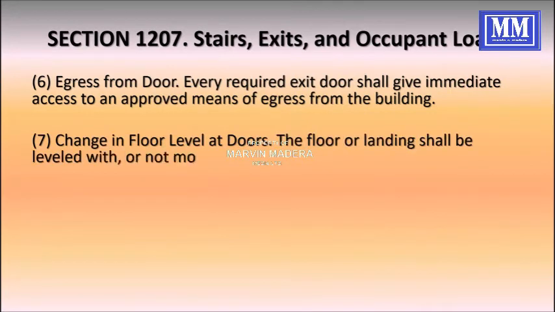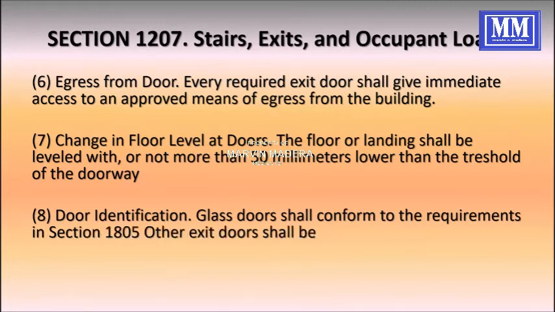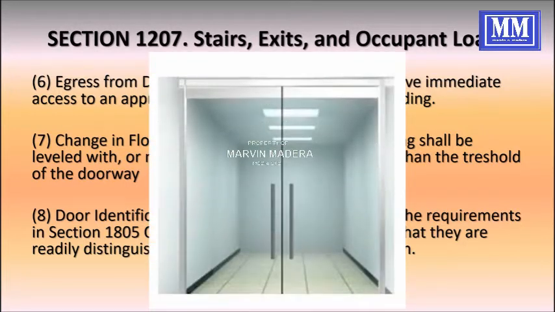Change in floor level of doors. The floor or landing shall be leveled with, or not more than 50 millimeters lower than, the threshold of the doorway. Door identification. Glass doors shall conform to the requirements in Section 1805. Other exit doors shall be so marked that they are readily distinguishable from the adjacent construction. We have here some examples of glass exit doors.